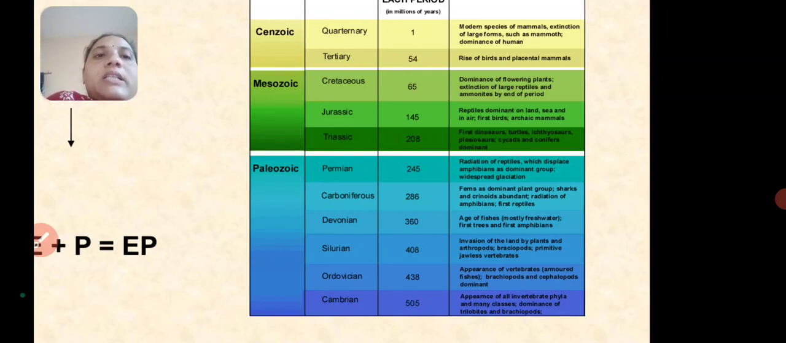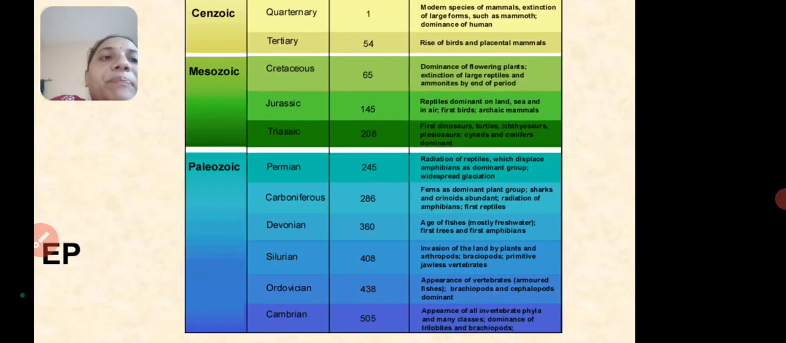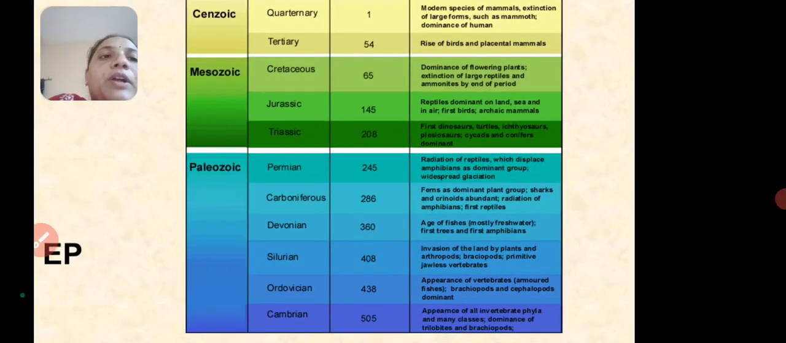Next period is the Ordovician period. This is 438 million years ago. The appearance of vertebrates and cephalopods are dominant in this Ordovician period. Next, the Cambrian period, 505 million years ago: the appearance of invertebrate phyla and many classes, dominance of trilobites and brachiopods.